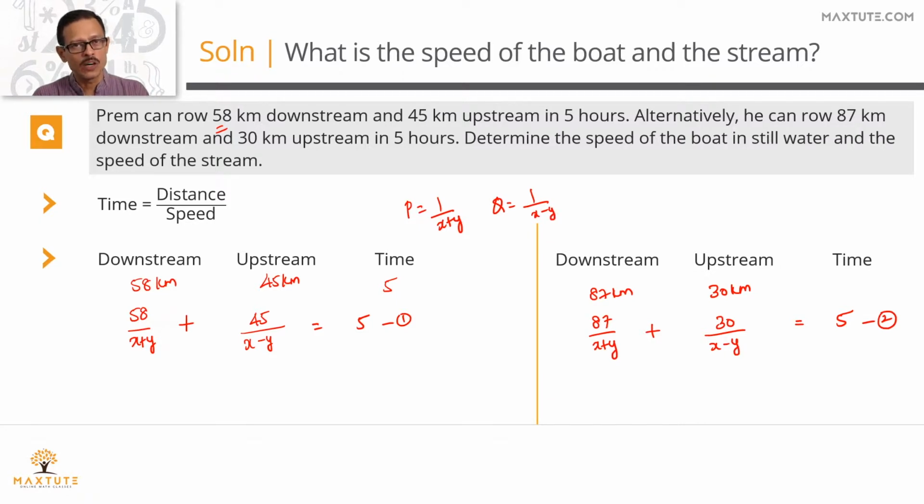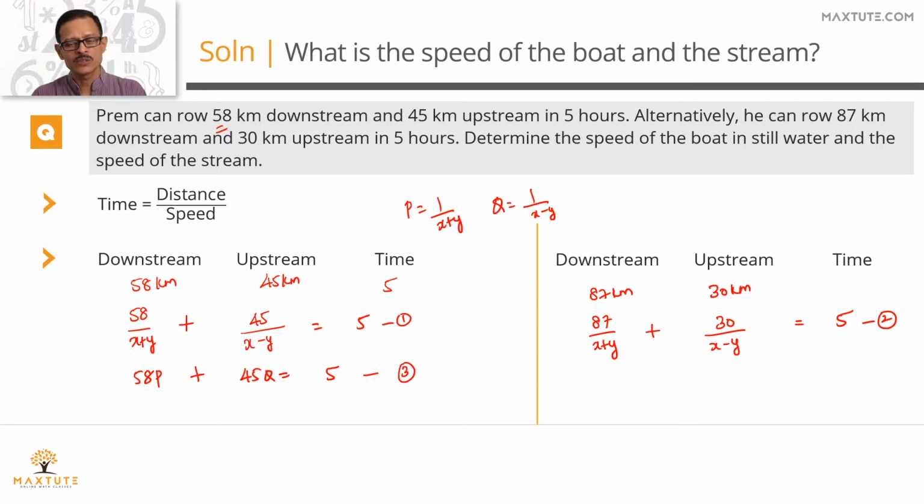So let's replace all 1 by x plus y with p and all 1 by x minus y with q. So 58 by x plus y is 58 into 1 by x plus y. So this becomes 58p plus 45 into 1 by x minus y. So this portion is equal to 45q. This is equal to 5. So this we'll call equation number 3. We have reduced equation 1 to a linear equation in two variables, the way we are always used to seeing.